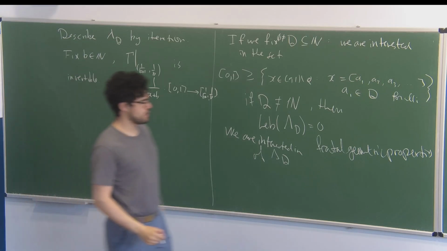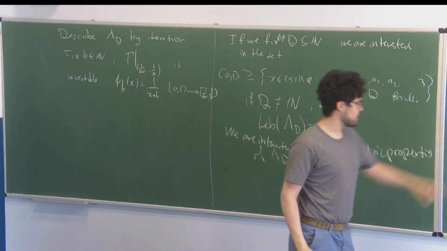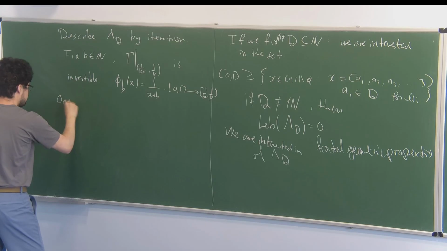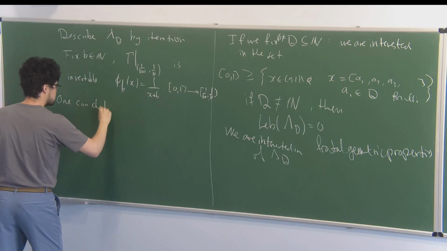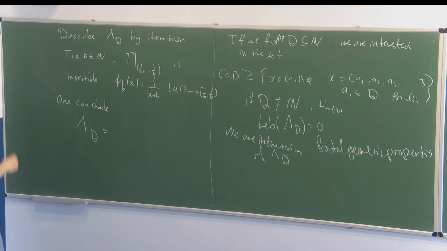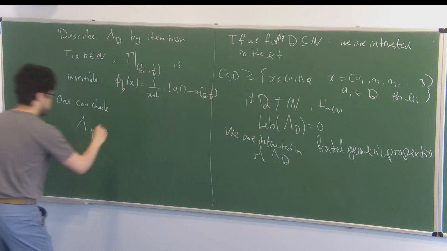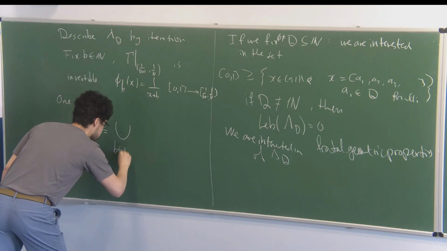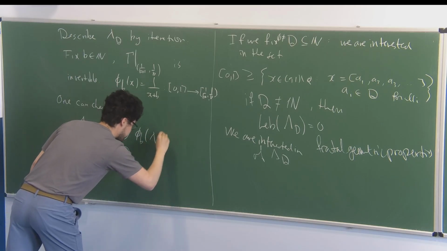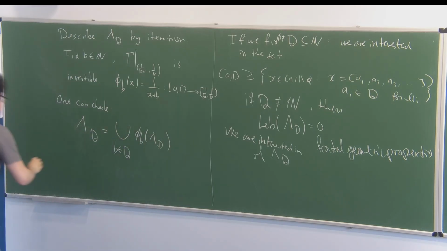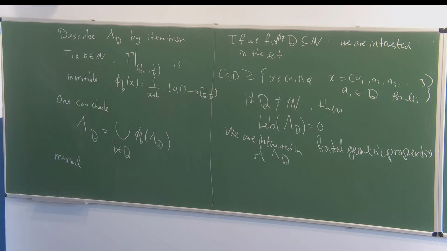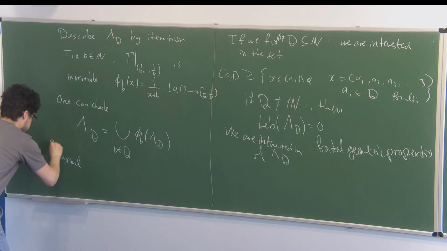And what does it mean to be in the set lambda sub d? Well, you can kind of just check this. One can check that lambda sub d, equivalently, is the maximal set which is invariant in the following sense: that we take the union over all digits. First of all, it satisfies this property. And moreover, it's the pointwise maximal set with this property.